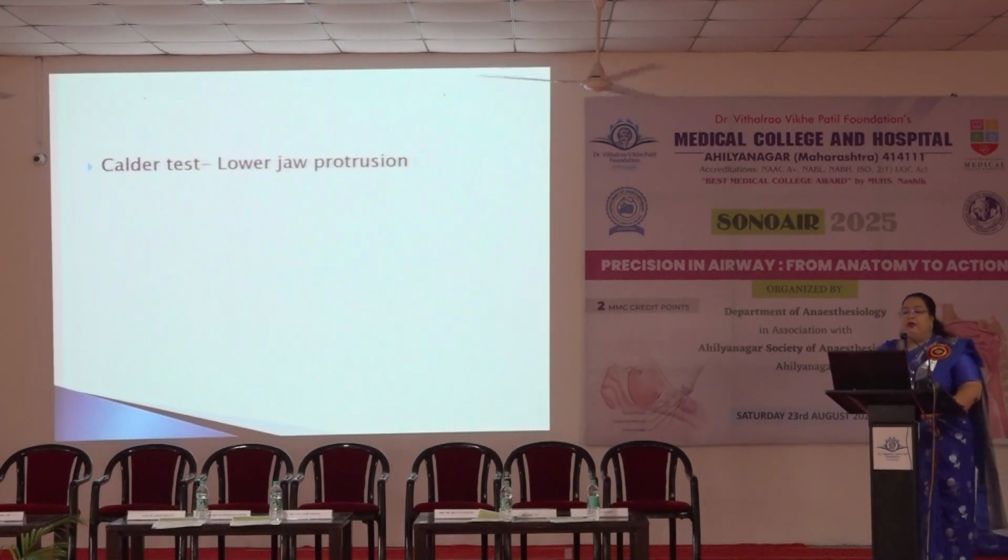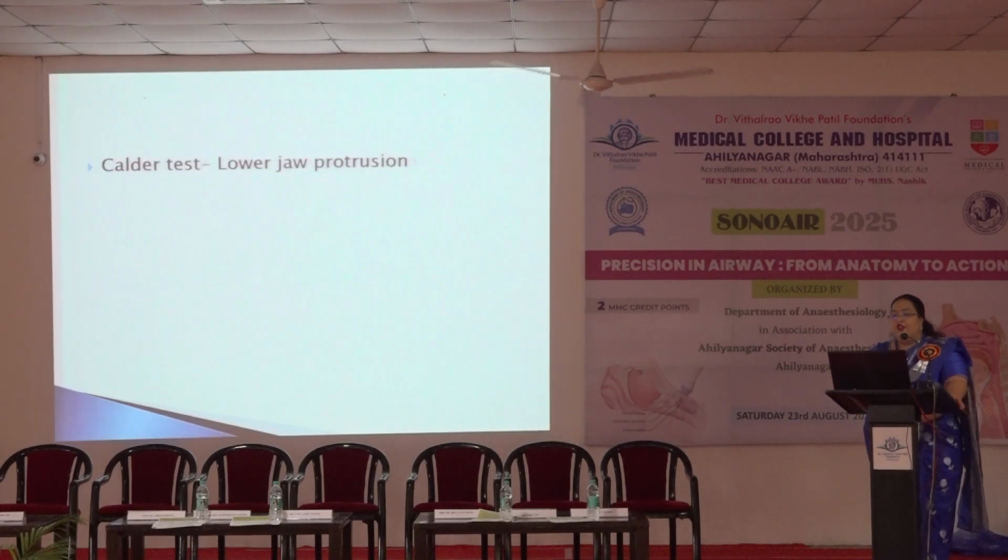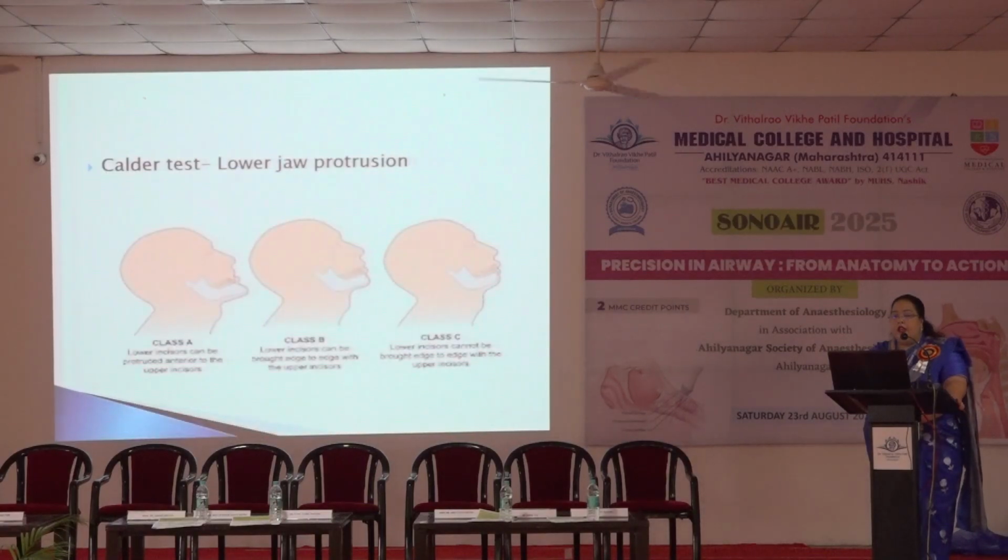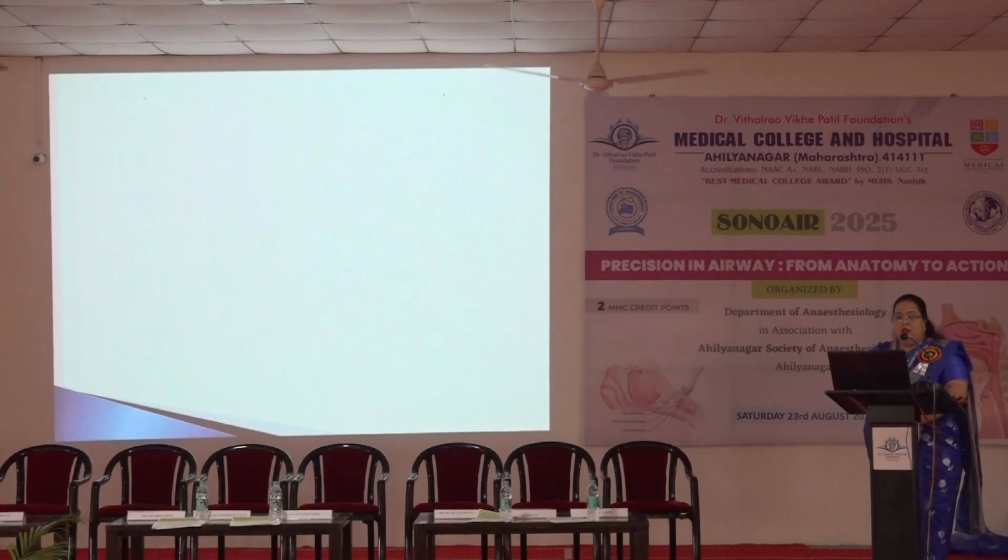Then second, coming to the Cantor's test or the lower jaw protrusion test. Here the lower incisors can be protruded anterior to the upper incisors, that is grade 1. Grade 2 is it can be in level with the upper incisors, and grade 3 is lower incisors cannot be brought forward, which becomes difficult. Mostly these patients will not have an adequate mouth opening also.